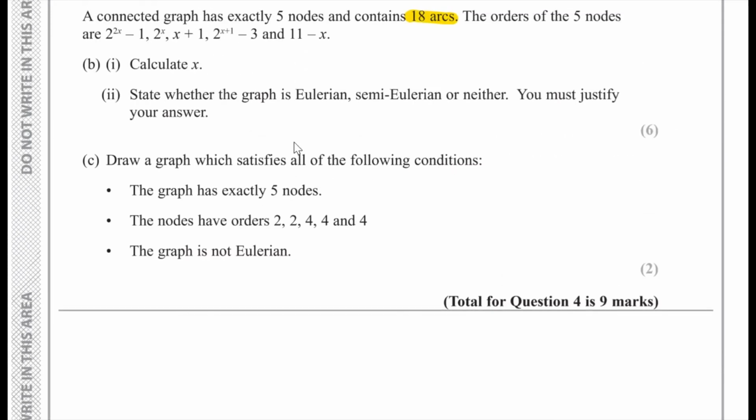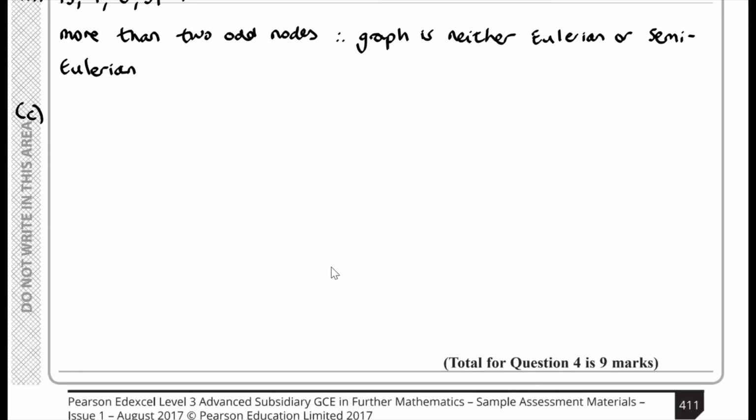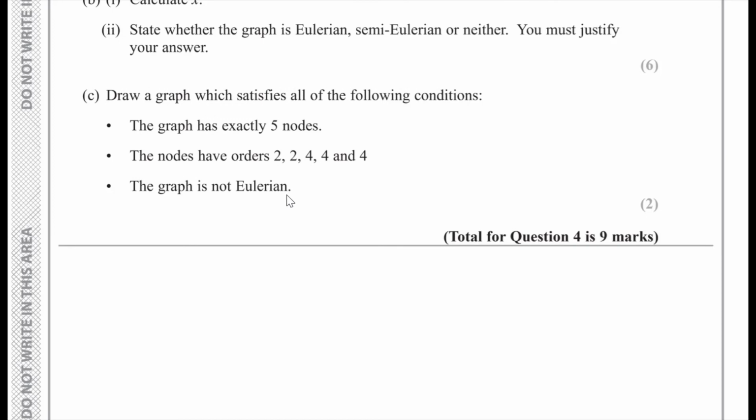Now for part C, we have to draw a graph which satisfies all of the following conditions. So the graph has exactly 5 nodes. Let's just draw the 5 nodes on. So we have 1, 2, 3, 4, 5. That's 5 nodes. The graph is not Eulerian.